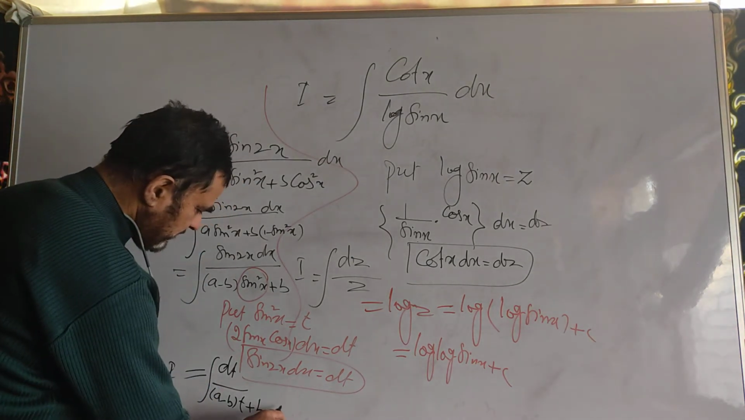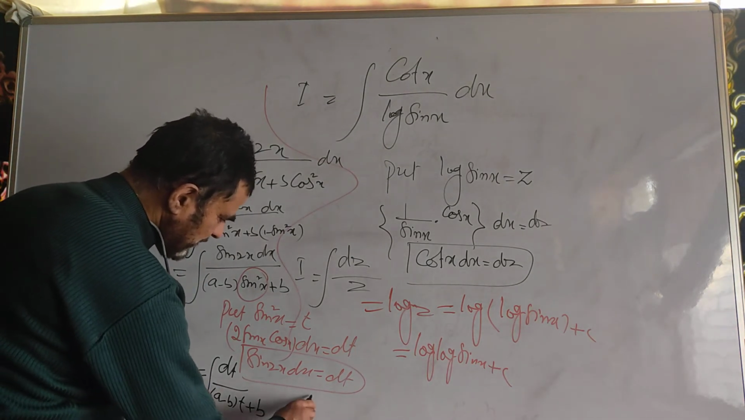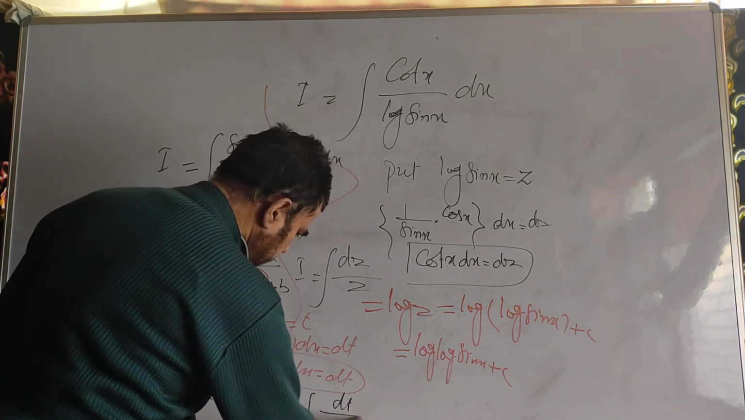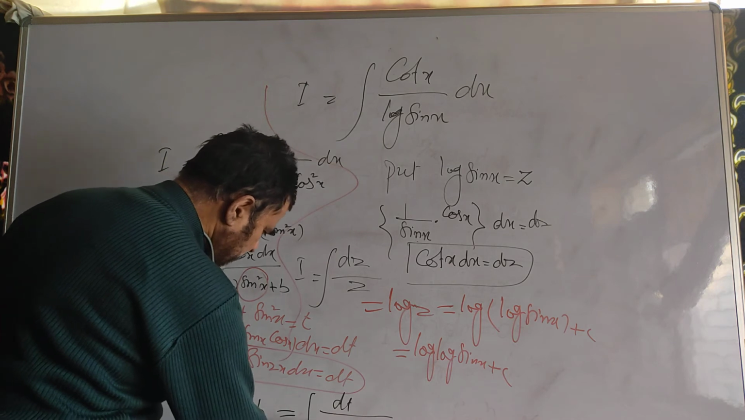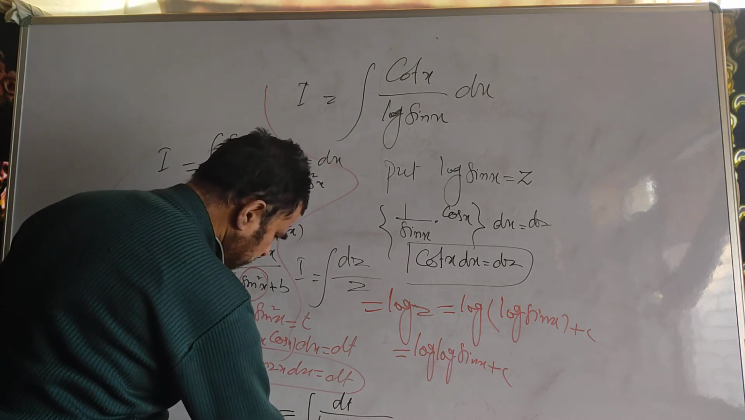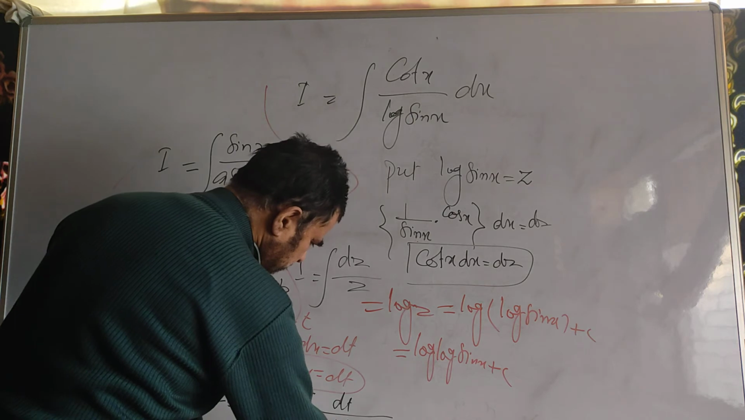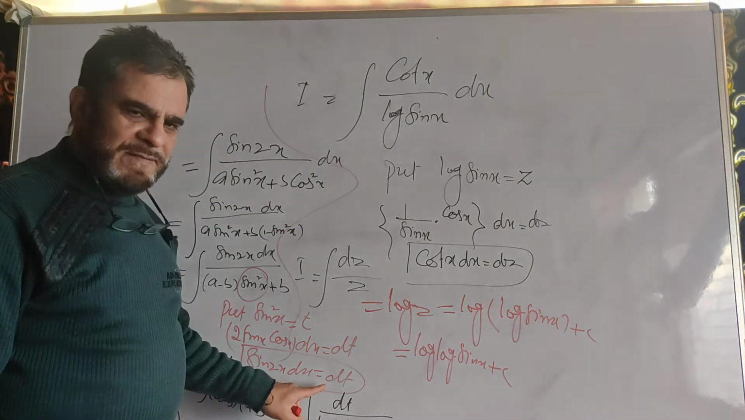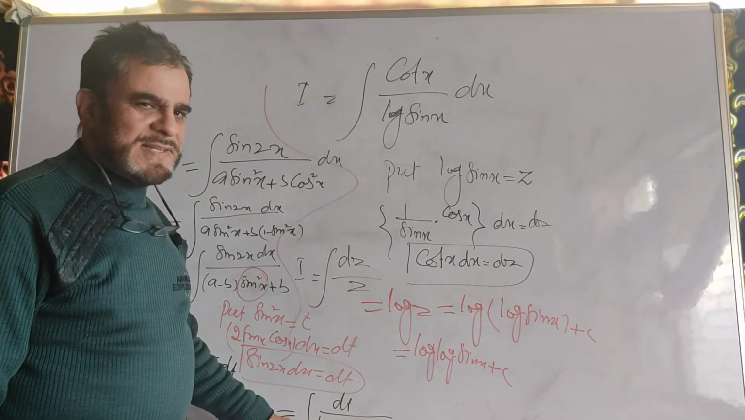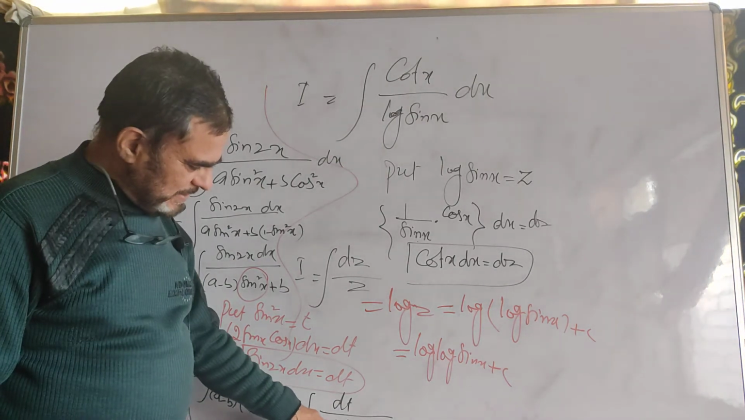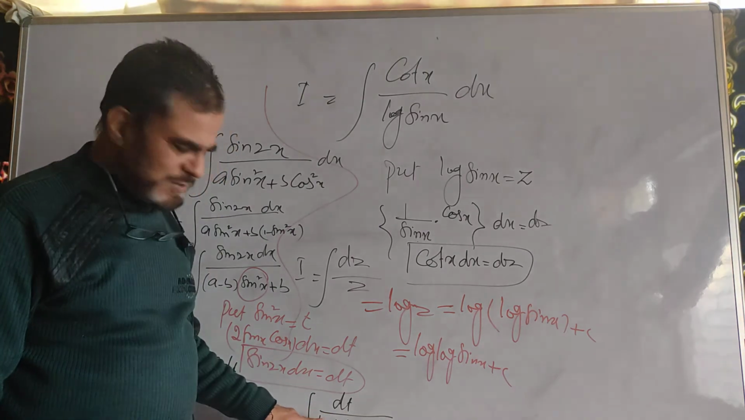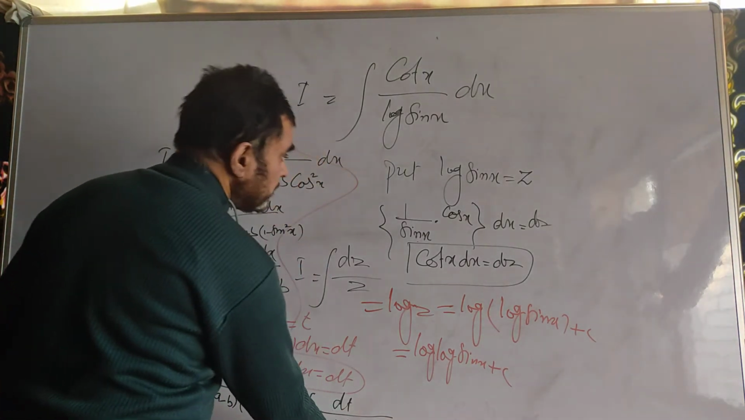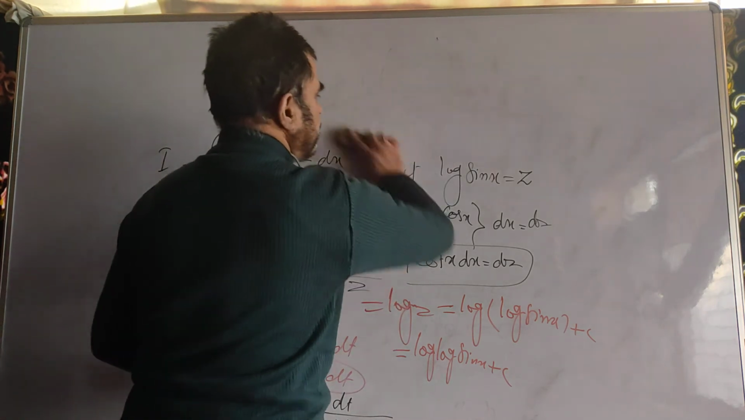How do I integrate this? This is the integral of dt by b plus a minus bt. This is again of the form f dash x by fx. If you differentiate b plus a minus bt with respect to t, you get a minus b.